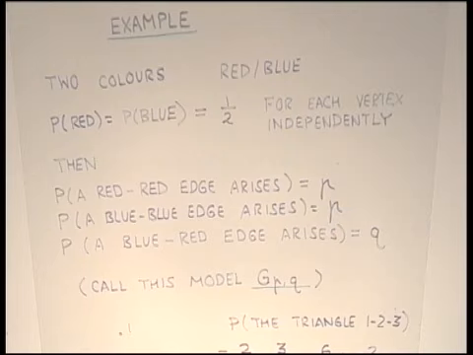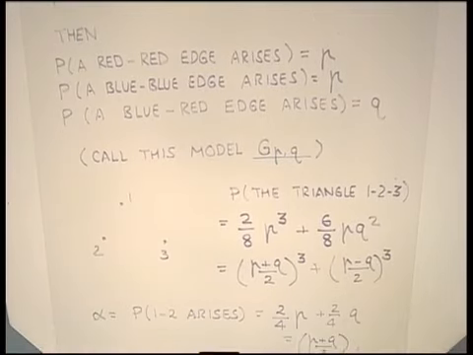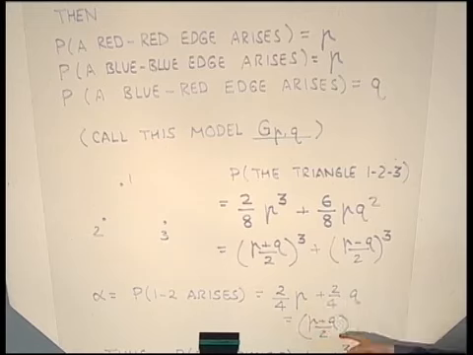Let's work out the probability that these three vertices, 1, 2, and 3, form a triangle. It's very simple. In 2 of the 8 possible colourings, all the vertices are the same colour, so the probability the edges arise is p cubed. In the other 6 cases, you've got 2 of one colour, which gives a p, and the other vertex is the other colour, so the other 2 edges give q squared. What is the overall probability alpha? Well, 2 cases where the 2 ends are the same, 2 cases where they're different, is this.